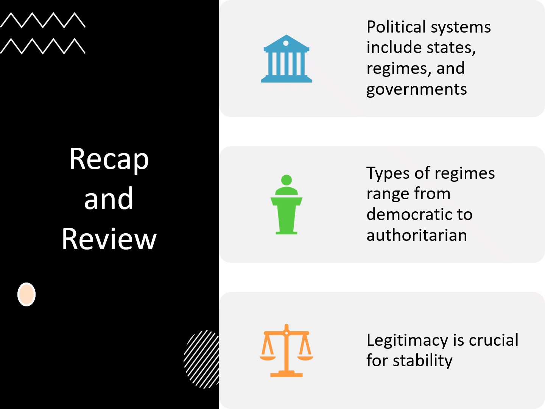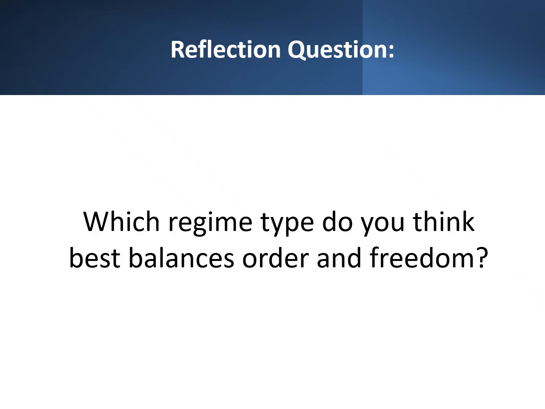Closing thought. Understanding political systems is the foundation for comparing global governments. It's not just about labels. It's about how power is acquired, used, and justified. Political systems include states, regimes, and governments. Types of regime range from democratic to authoritarian, and legitimacy is crucial for stability. Final question, which regime type do you think best balances order and freedom in our AP6 countries?